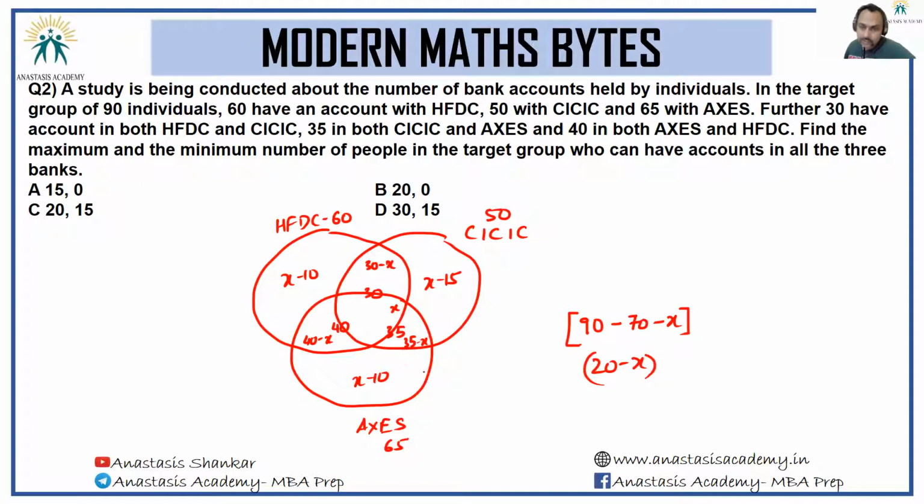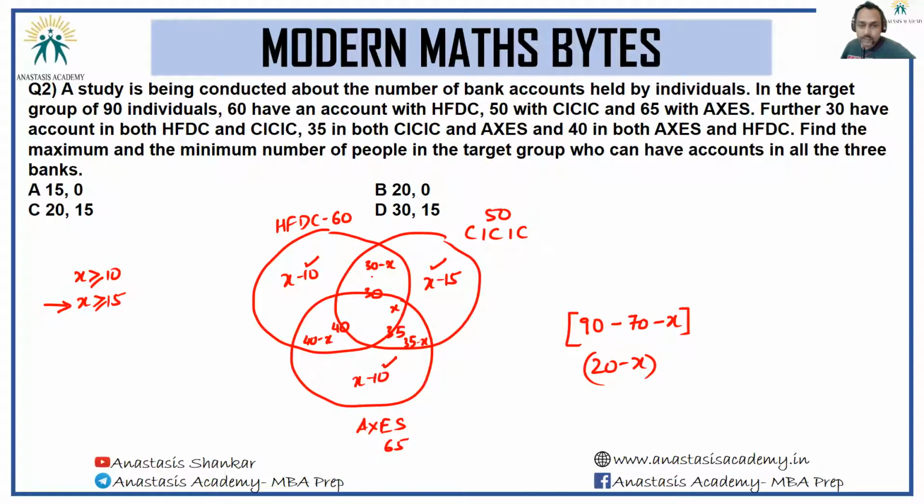Now see, all these regions are supposed to be a count of people, and a count of people has to be a whole number. So effectively what we've got is X has to be greater than or equal to 10 and X has to be greater than or equal to 15. Based on these 3 expressions, X has to be greater than or equal to 10 and greater than or equal to 15. Between these two, of course, this is the stronger condition. So X has to be greater than or equal to 15. This we have got.